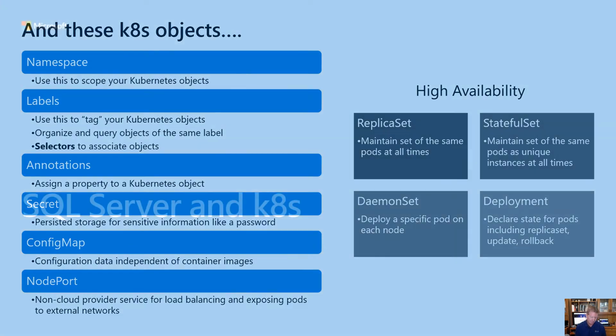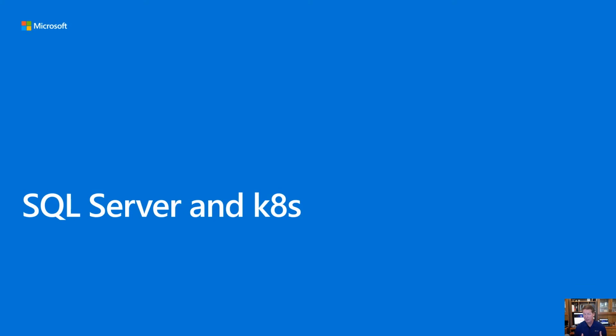Okay, now that you have a bit of an understanding of K8s, we talked about clusters, nodes, pods, load balancers, persistent volume claims, replica sets, labels, the different objects that make up Kubernetes. Like, what about SQL Server? What are the basics of deploying and using SQL Server with Kubernetes?